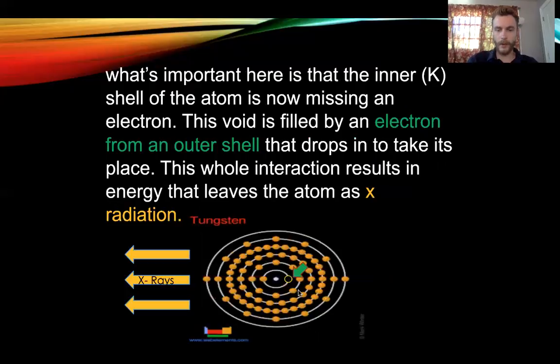Now, here's what's important about that. If you look at the green arrow here, that's where that electron that was collided with in the tungsten atom originally was. Now what happens is you have a void in that atom's shell. So another electron needs to move down in order to take its place, or else the atom will be unstable. So when it moves down, it releases energy in the form of X-rays.